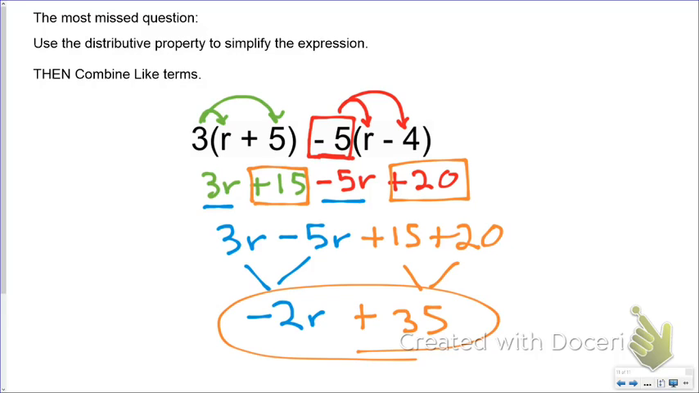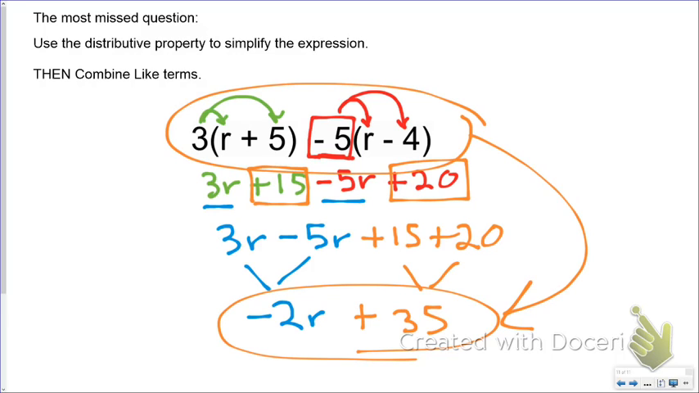This is my simplified expression from here to here. Much easier to work with. I hope this is helpful.